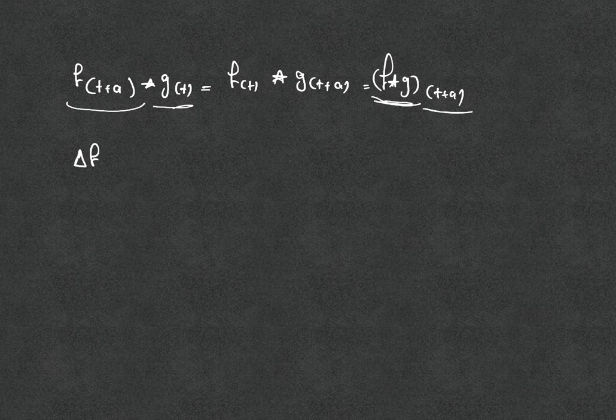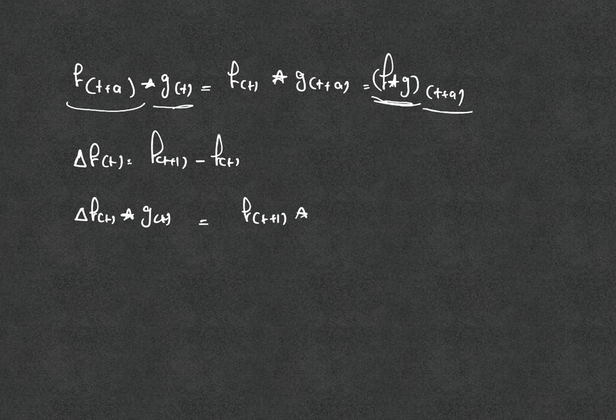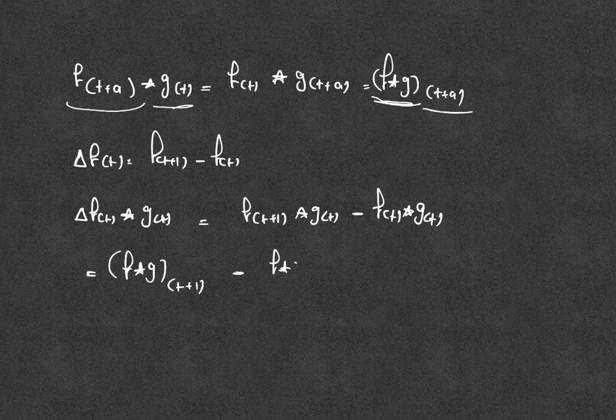Namely, if you consider delta f(t) to be f(t+1) minus f(t), you can see that if you're considering delta f(t) convolved with g(t), you basically would have f(t+1) convolved with g(t) minus f(t) convolved with g(t), which would essentially be f convolved with g at point t+1 minus f convolved with g at point t, which is delta (f convolved with g) at point t.